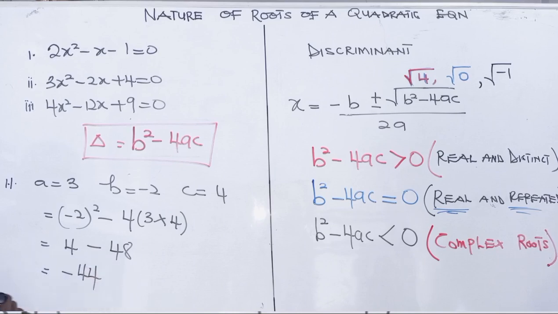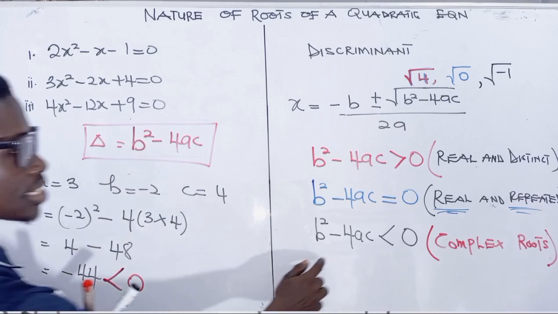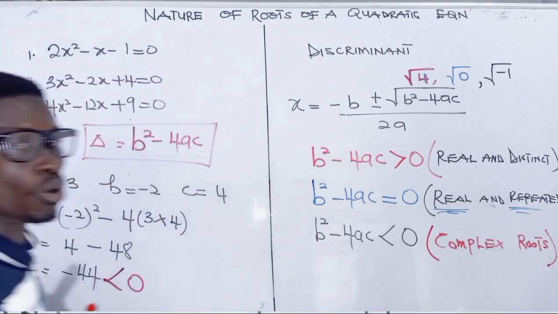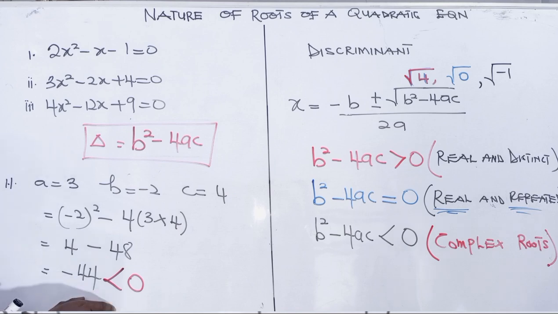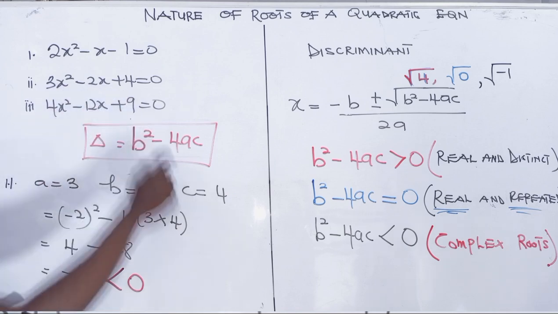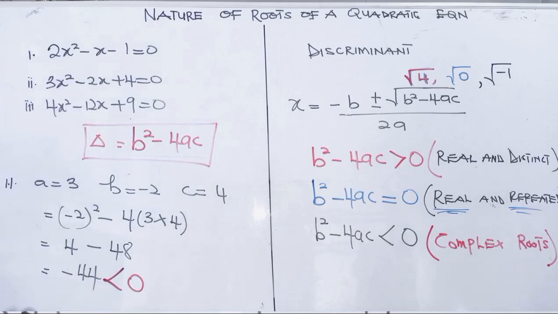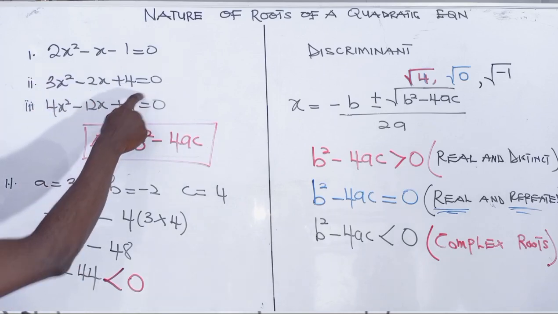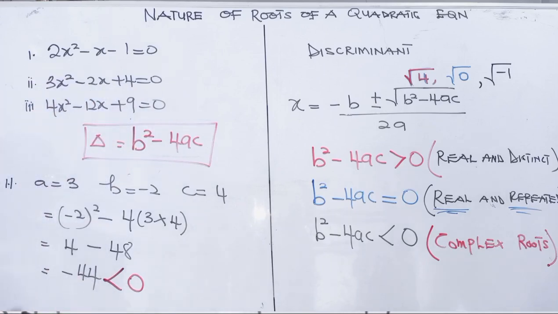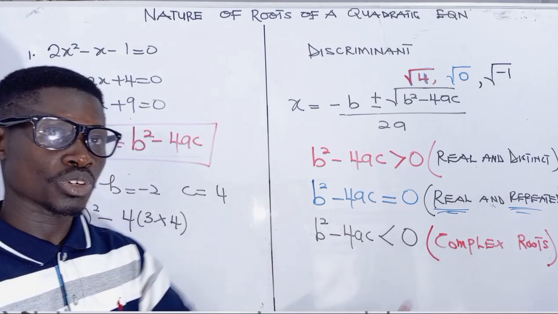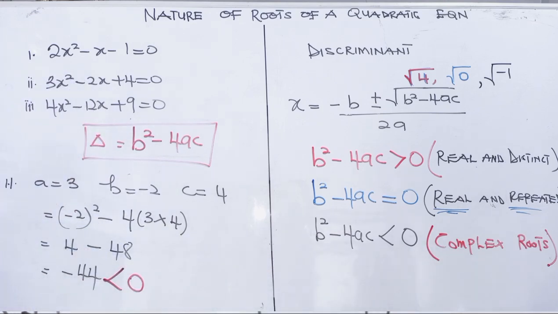-44. And we can see that -44 is what? Is less than 0. And whenever the discriminant is less than 0, we are going to have a complex root. So the nature of the roots of this quadratic equation is going to be what? Complex roots. As I said earlier on, you can always put it on your calculator to see whether you are going to get complex roots or not. Let's look at the last one.